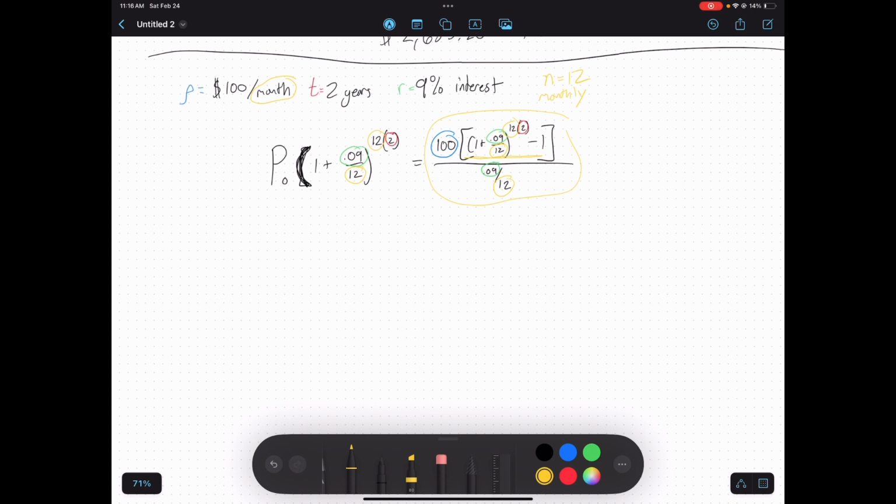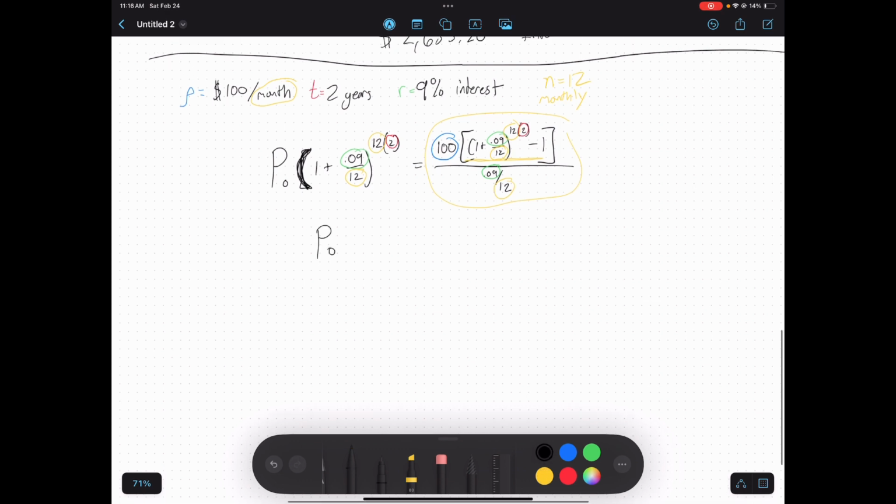And when you're done with this side, just divide it over, and you should get P naught is approximately 2,188.91. Okay, this tells me I can take out approximately a $2,000, almost $2,200 loan. And my monthly payment's going to be right around $100 if I do that.